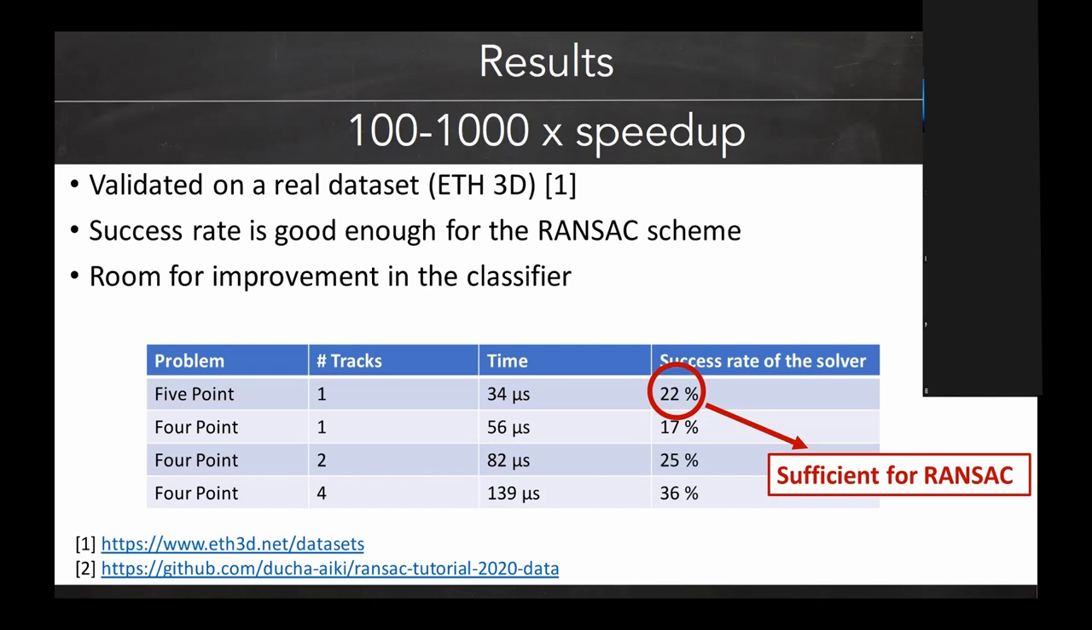So this kind of drawback of this approach, which means that not every configuration can be solved, can be somehow remedied by having more samples for a given camera from those images. And basically what it means is that instead of one sample, you have to do four samples.